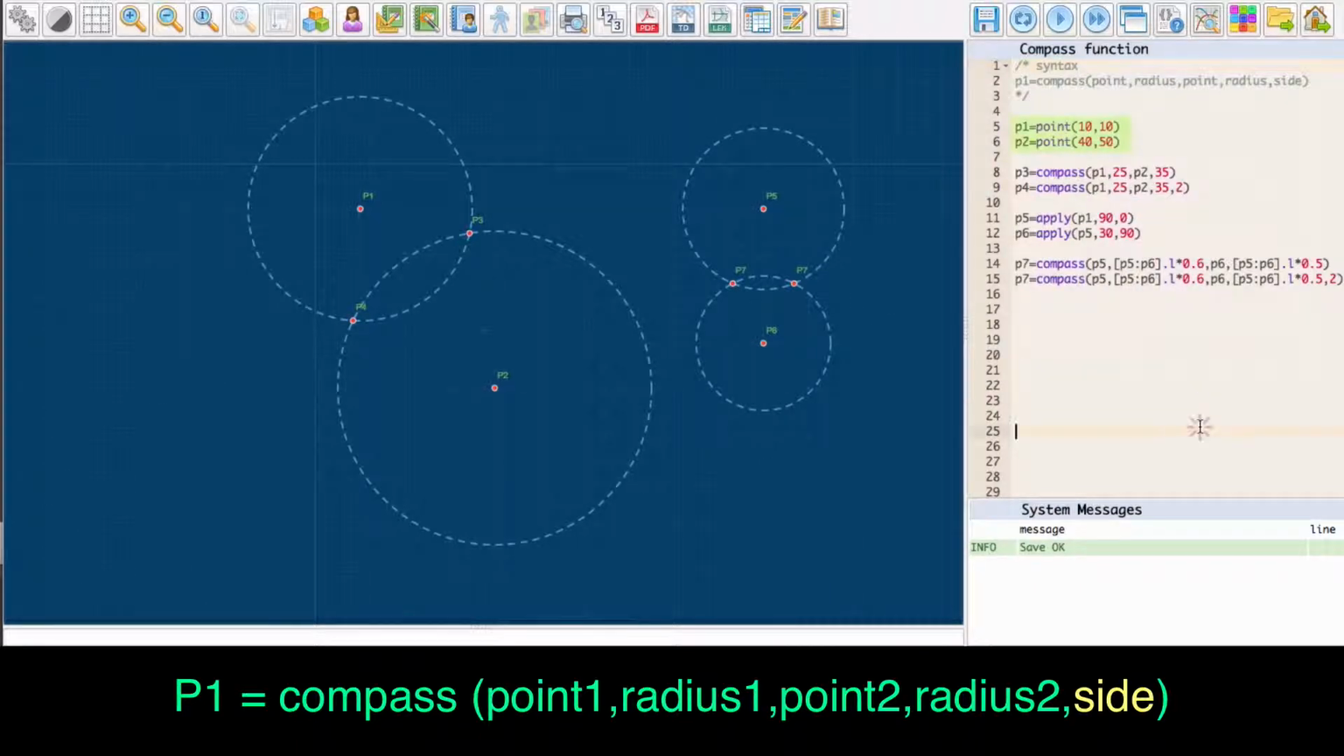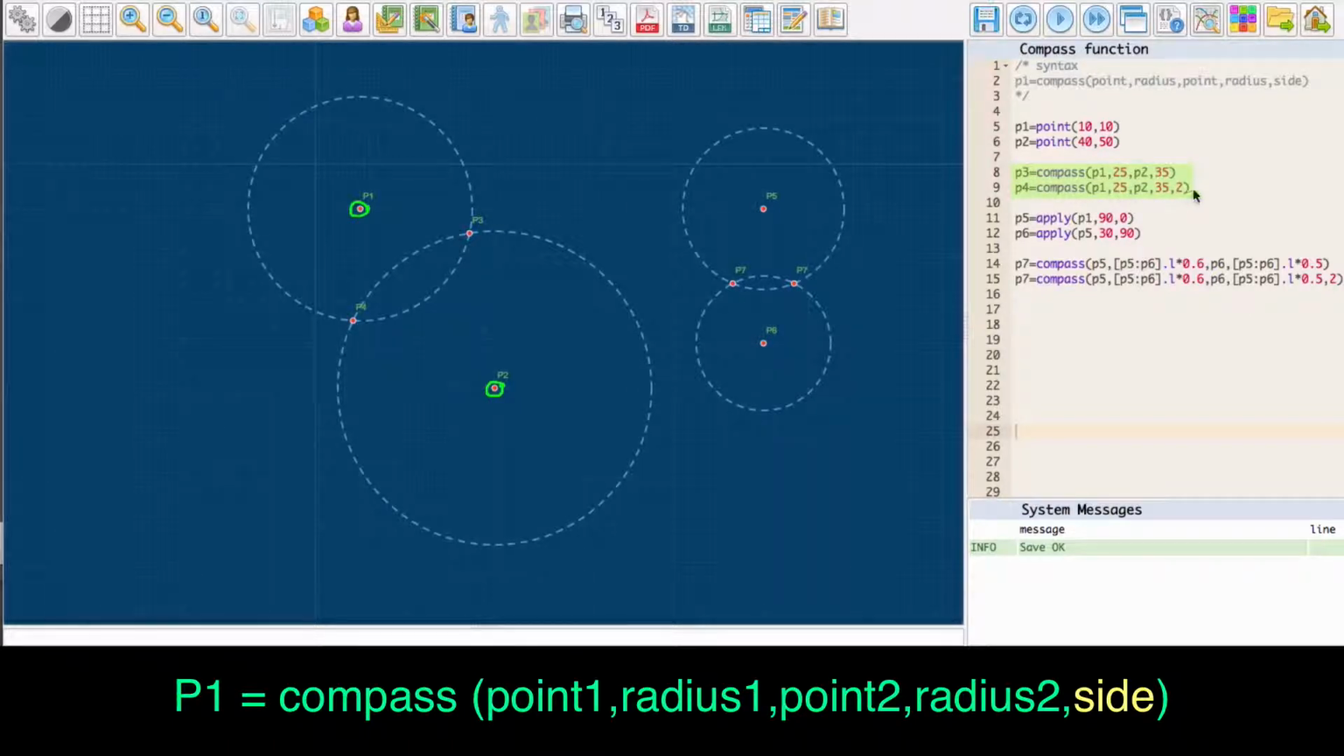As usual, I first created a couple of reference points. P1 is at 10 cm by x-axis and 10 cm by y-axis. P2 is at 40 cm by x-axis and 50 cm by y-axis. I used the function point to create both P1 and P2. Points P3 and P4 were created using the compass function.